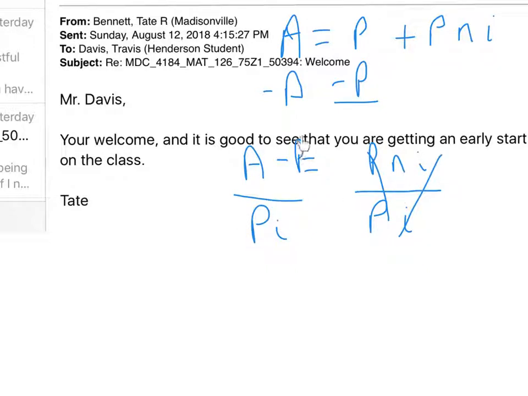And here's the answer. N would equal a minus p all over pi. Make the division line long, all over pi.